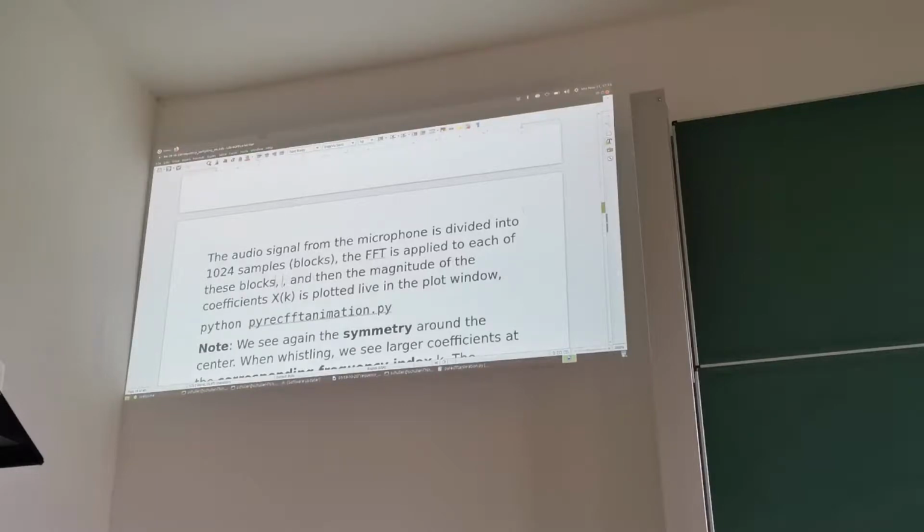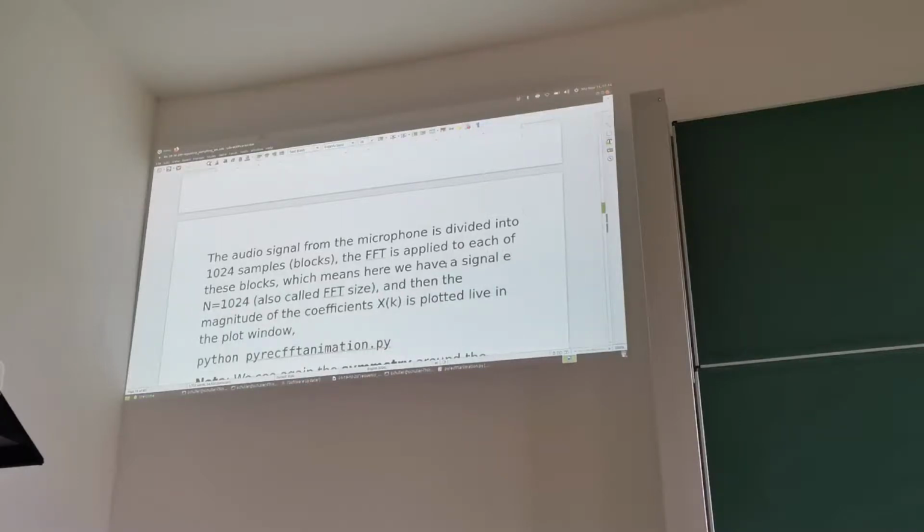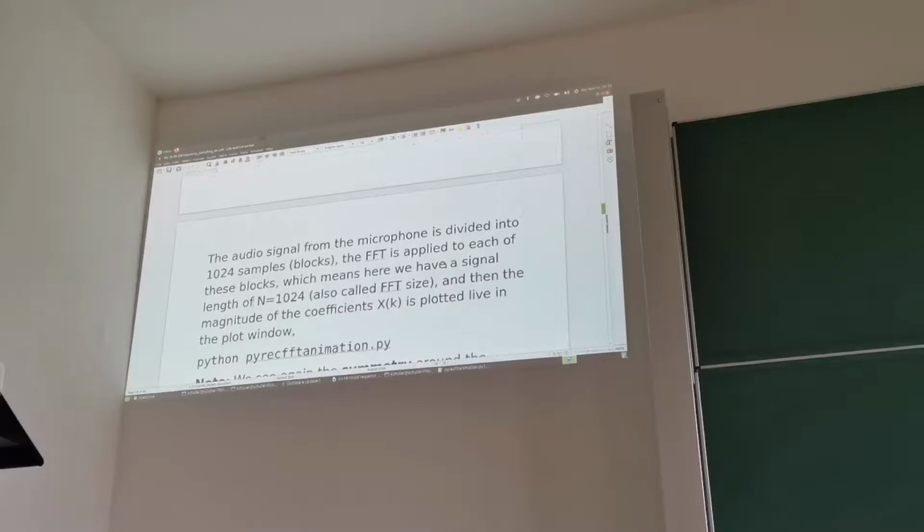Which means n equals 1024, also called FFT size. Maybe that makes it clearer, since you had trouble understanding what the k means. Does it help you?